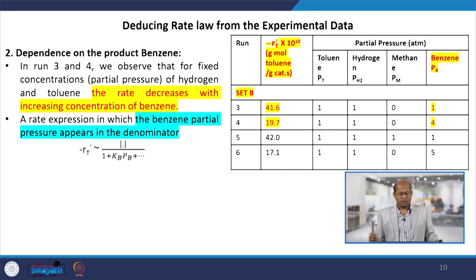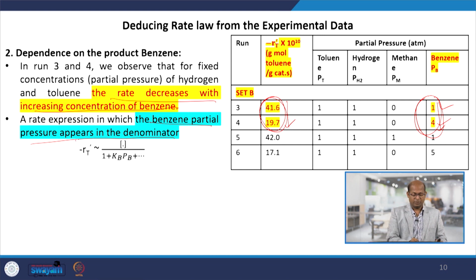Okay. Now, if we consider the benzene concentration, if it changes 4-fold, from 1 to 4, in the reaction, what would be the change in the rate? The rate decreases with increasing concentration of benzene. Benzene is a product, and if its concentration is increased 4 times, it has been observed that the rate decreases. So, benzene partial pressure appears in the denominator. The rate is inversely proportional: if we increase the benzene concentration or partial pressure, the rate would decrease. So, this way you can say.